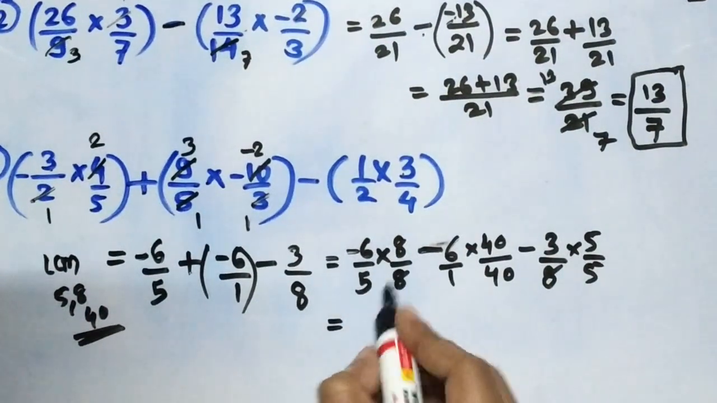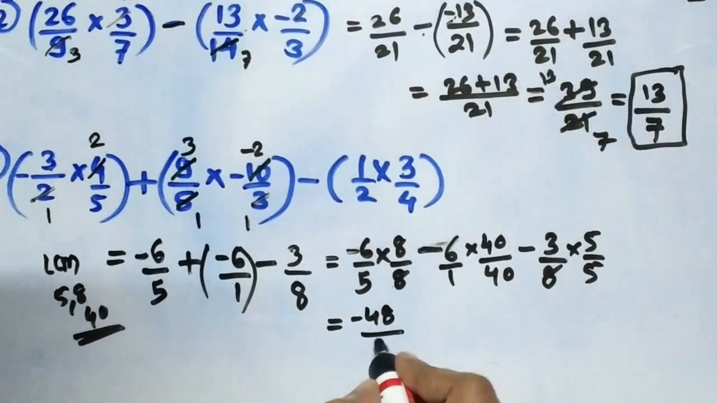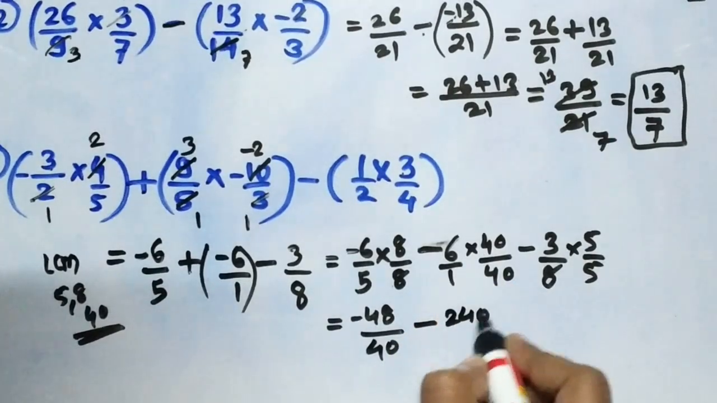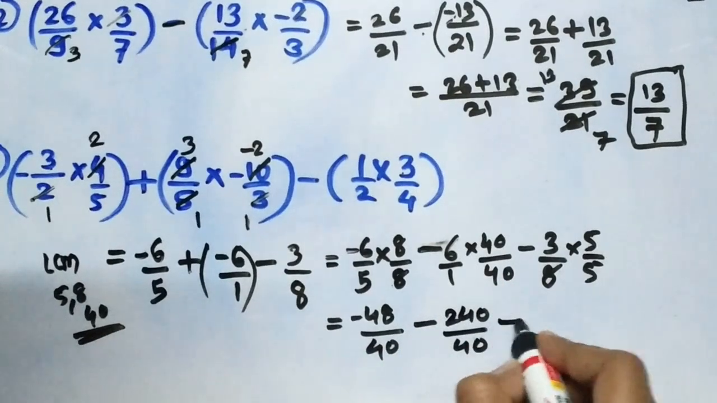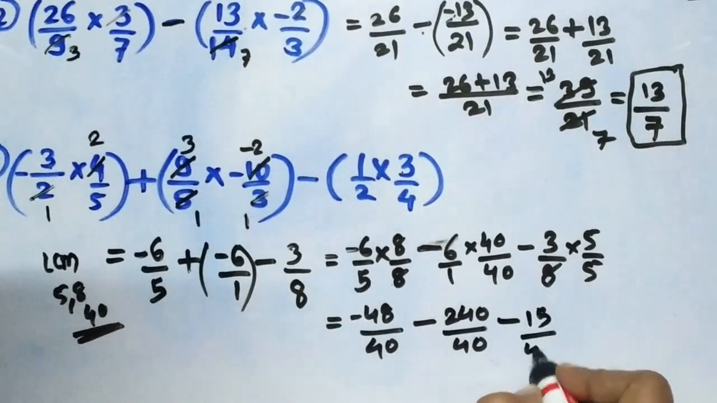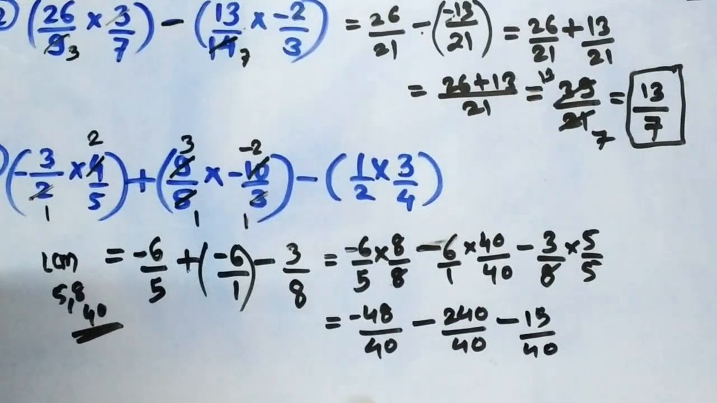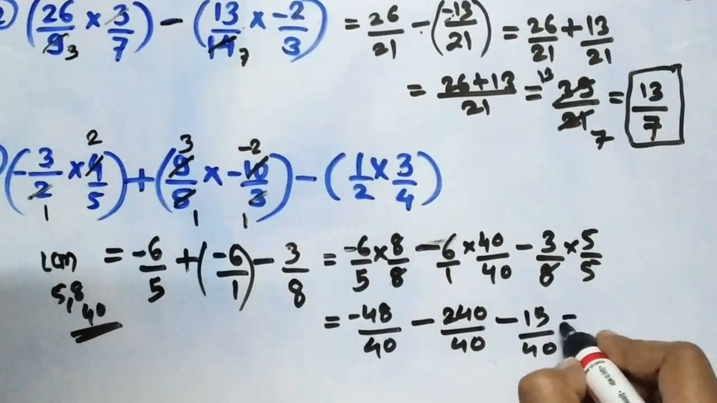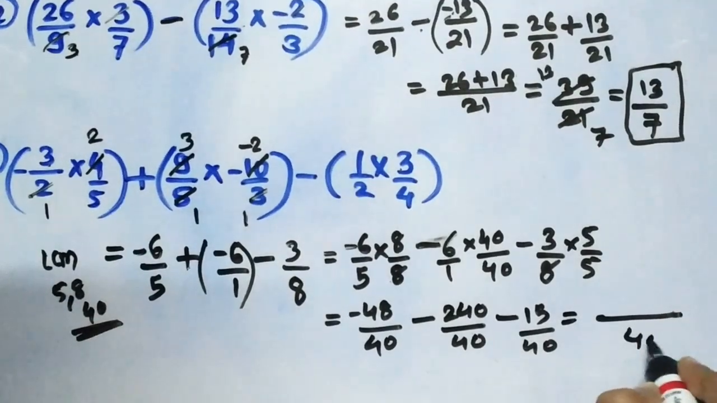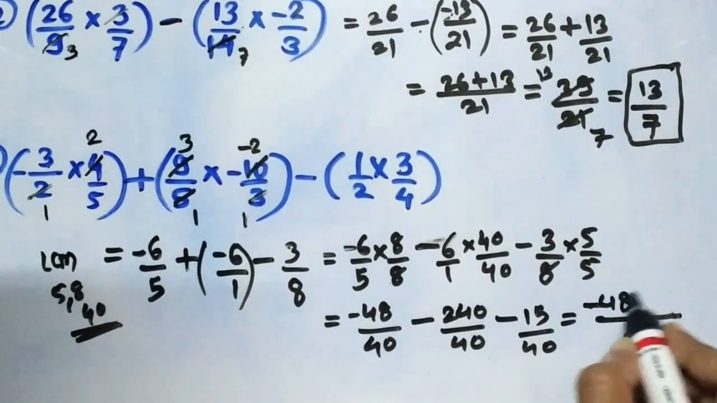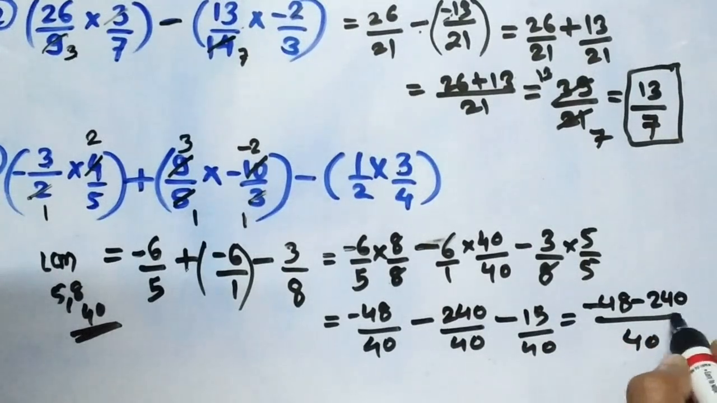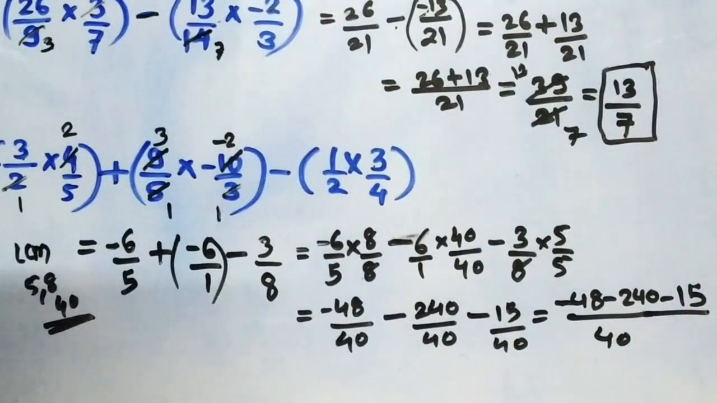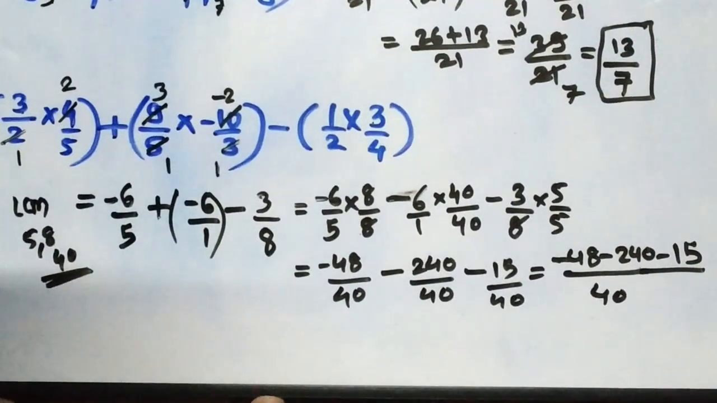So friends, here minus 6 8s are 48 and here 5 8s are 40 will be there. Minus 6 40s are 240 and this 40 will be there. Minus 5 3s are 15 and this 5 8s are 40. Friends, now in the denominator all are 40 here. You can just write down this 40 and you need to add here minus of 48, minus of 240 and minus of 15. So after this you need to just add all these numbers.